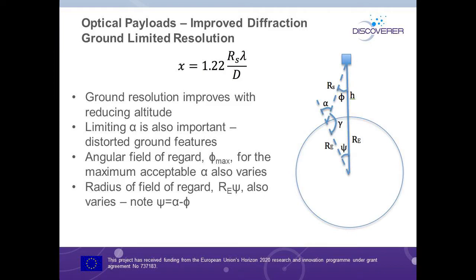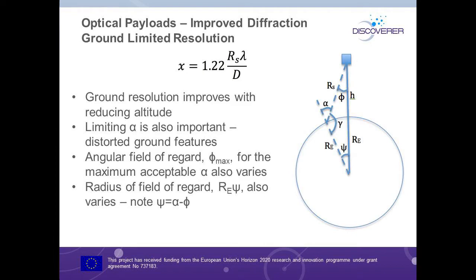But one of the factors here limiting this is alpha, which is the angle from which you're viewing the Earth, and that is also important. As you look further and further towards the limit of the Earth, you're seeing more and more distorted imagery. Buildings get in the way of features behind them. Local terrain does as well. So there's typically a limit on how far off the vertical you want to look at the ground, which effectively limits this angular field of regard to whatever that acceptable angle might be.